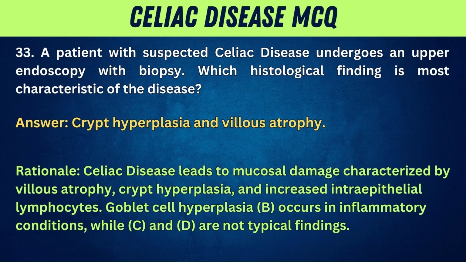Rationale: celiac disease leads to mucosal damage characterized by villus atrophy, crypt hyperplasia, and increased intraepithelial lymphocytes. Goblet cell hyperplasia, B, occurs in inflammatory conditions, while C and D are not typical findings.